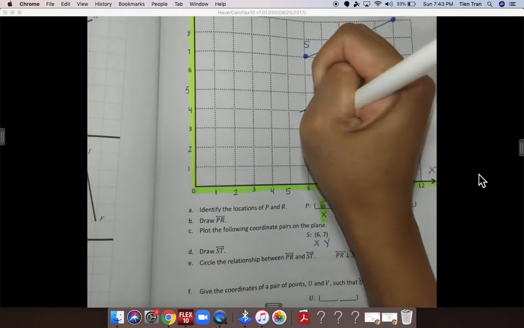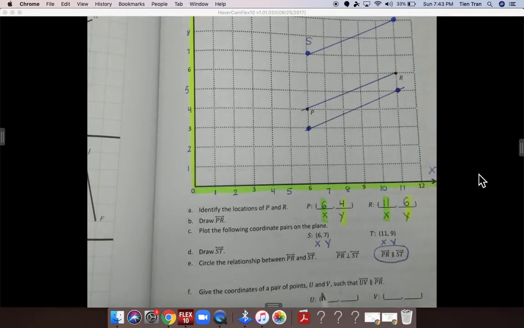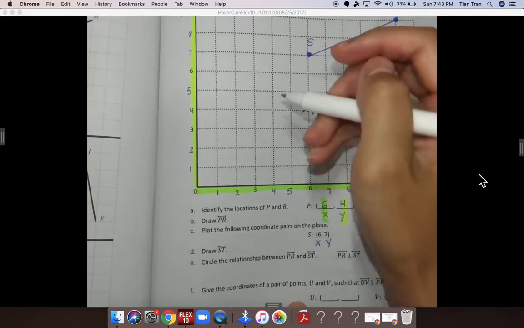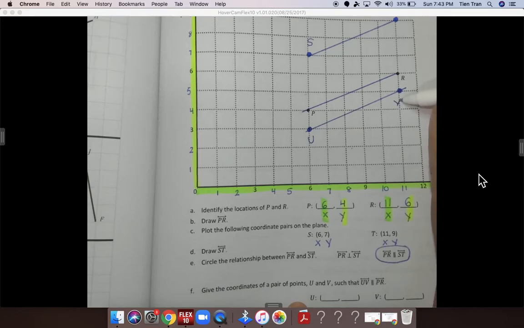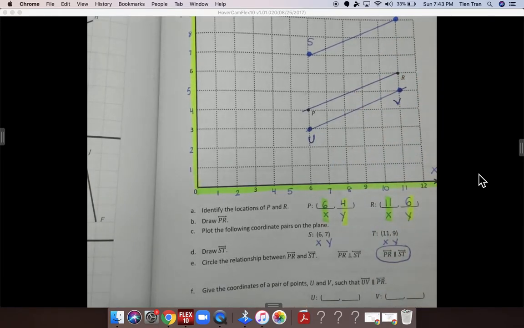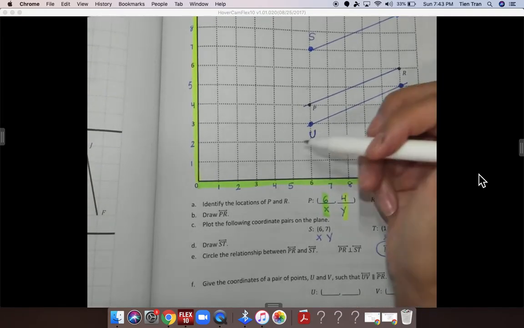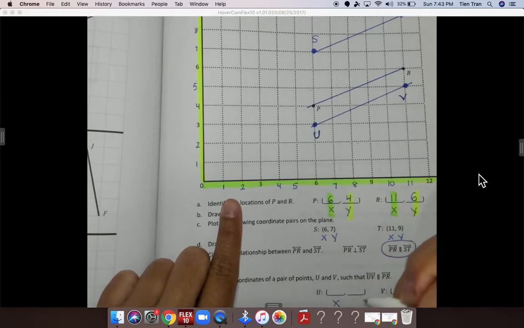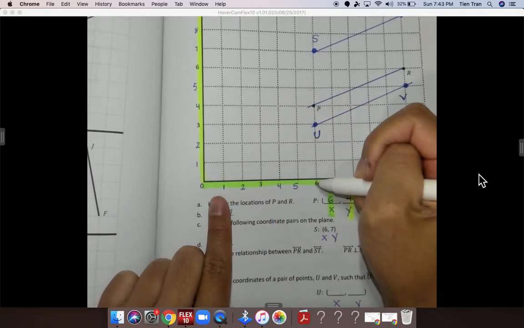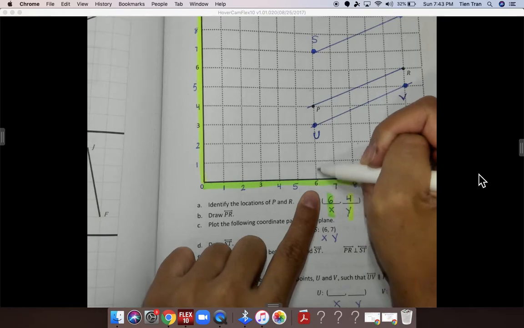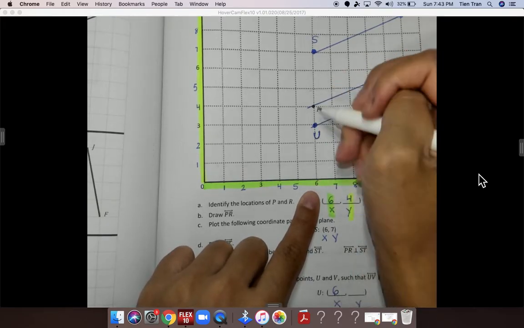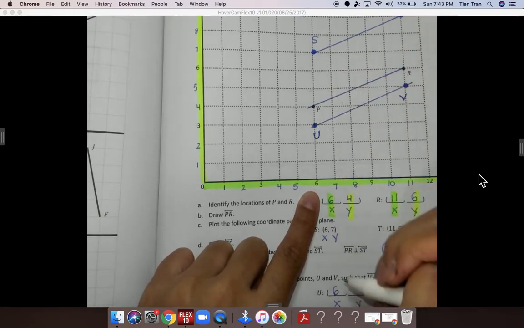These are my new coordinates, and as it says, they want you to label this one as U and V. So I'm labeling it as U and V. Now I'm going to find out what the coordinates are for that. So I have U and V. Let's find X first and then Y. Always start with X. X is 6 for U, and I'm going up to 3 for Y.